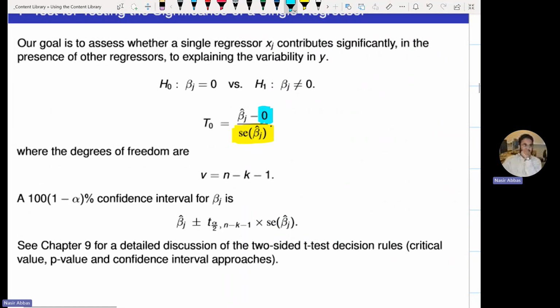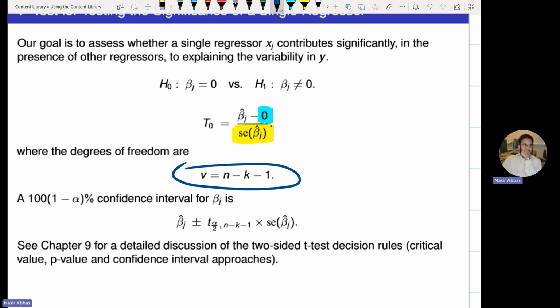This 0. Usually in regression, we are interested in testing if the coefficient is 0. Usually we're not interested in any value other than 0. So that will be 0 there. Remember, the degree of freedom for the t test and for all the f tests, the denominator degree of freedom will be n minus k minus 1.